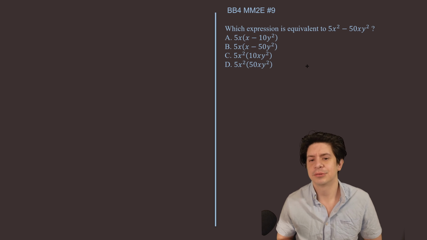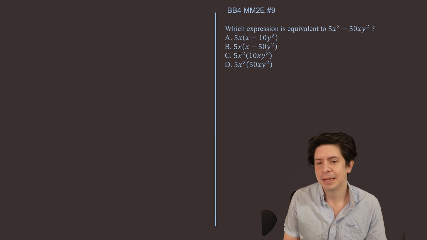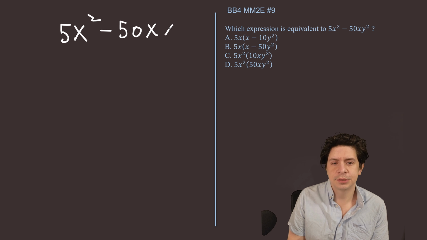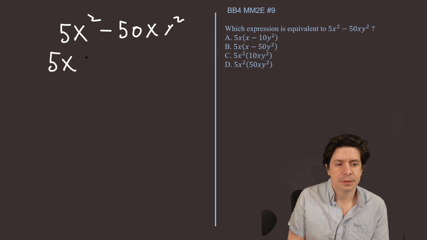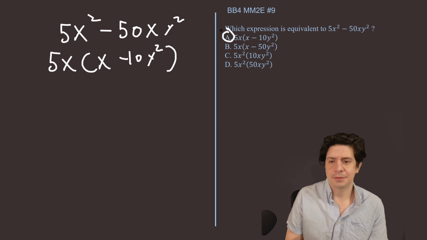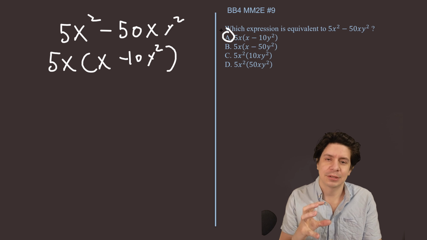All right, now we have this one here. Which expression is equivalent to 5x squared minus 50xy squared? And these are all factored forms, so I'll rewrite it. 5x squared minus 50x y squared. Now let's factor out the 5x, and we're left with x minus 10 y squared, and that is A. Okay, so not too bad of a question here. You just want to remember, factor out the greatest common factor.